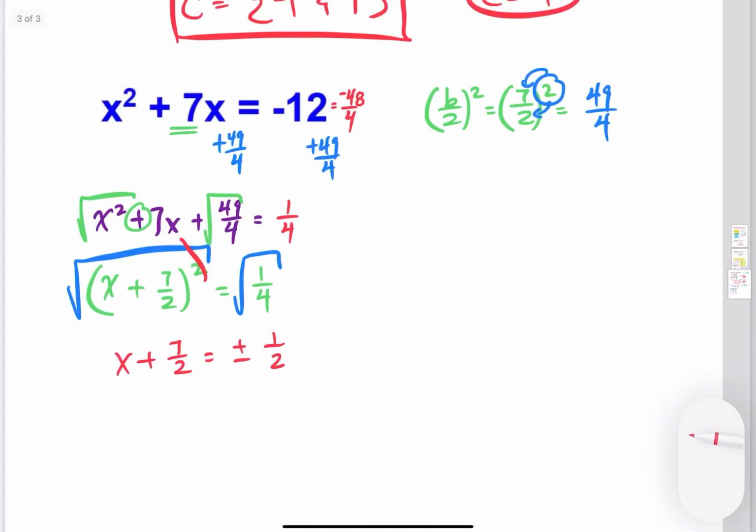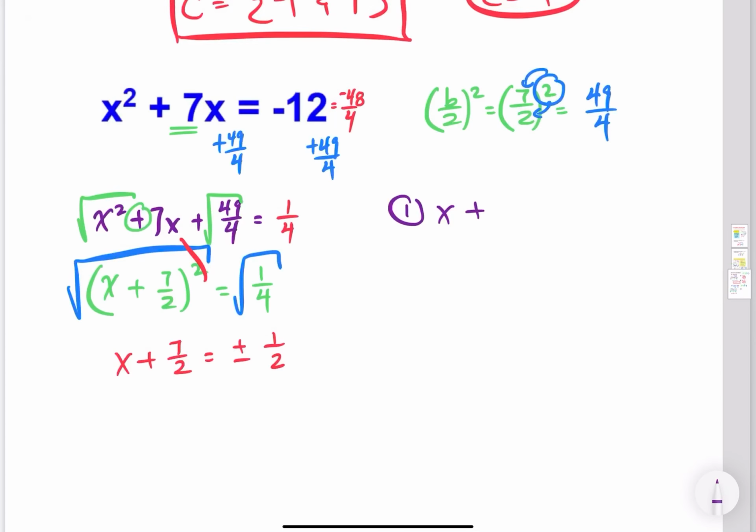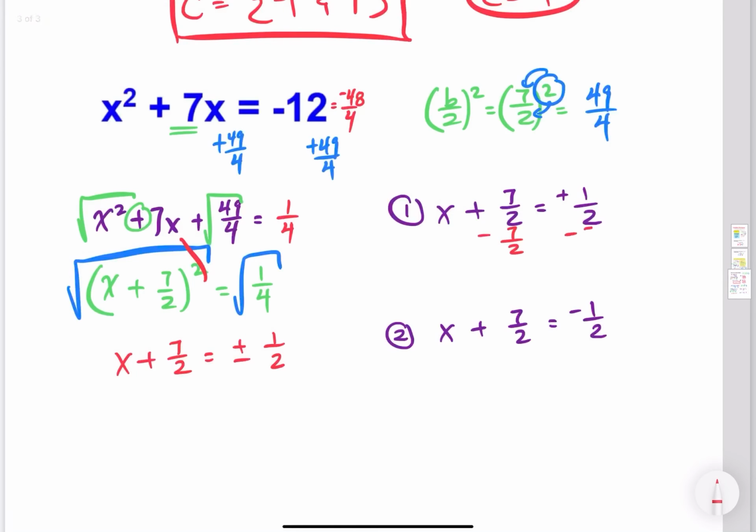So now, here are our two problems. We'll write it out. The first one: x plus 7 over 2 is equal to positive 1 over 2. And our second problem: x plus 7 over 2 is equal to negative 1 over 2. Okay, so now we just need to solve for x. For the first one, we'll subtract 7 over 2 on both sides. Well, 1 minus 7 is negative 6, so negative 6 over 2. And negative 6 over 2 is equal to negative 3, so there's my first one.